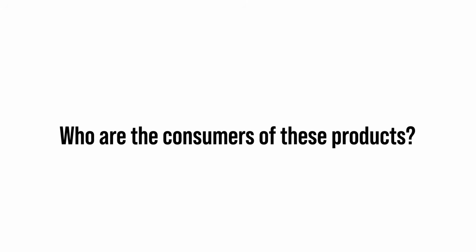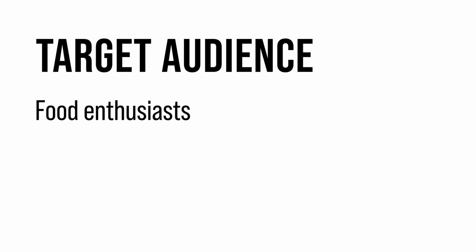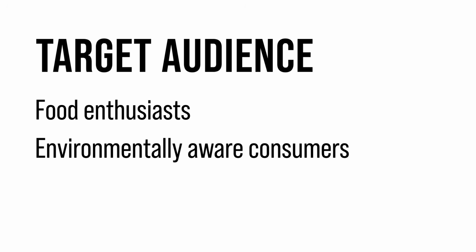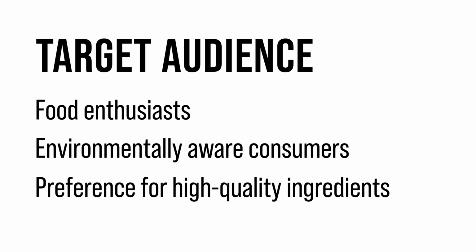The first thing we're going to do is market research. So this involves researching the target audience, analyzing competitors, and identifying points of differentiation. We're going to start by identifying who are the consumers of these products. So who would be eating these chocolate cookies? And for this, we have to be very specific. For this product, the audience are food enthusiasts, environmentally aware consumers. They have a preference for high quality, indulgent snacks instead of just wasting their calories on icky, low quality foods.